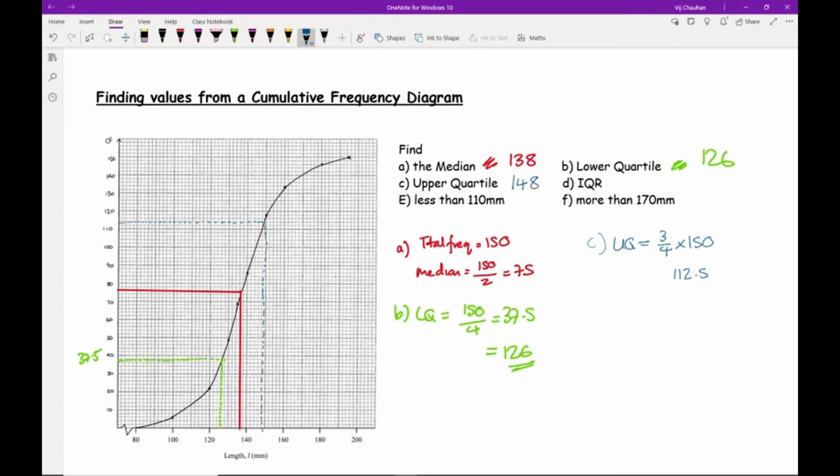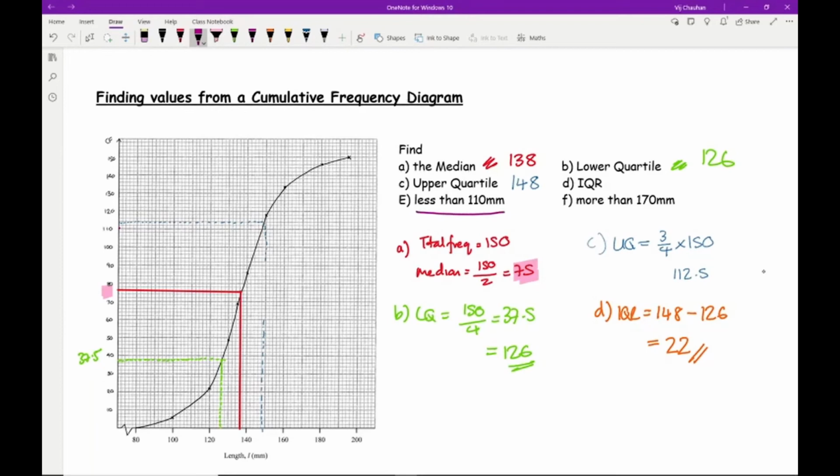Now from this, what we can then do is work out what the interquartile range is. So let's pick a colour we've not used. Let's go for orange. So for D, the interquartile range is going to be the upper quartile, which is 148, minus the lower quartile, which is 126, giving me an IQR of 22.